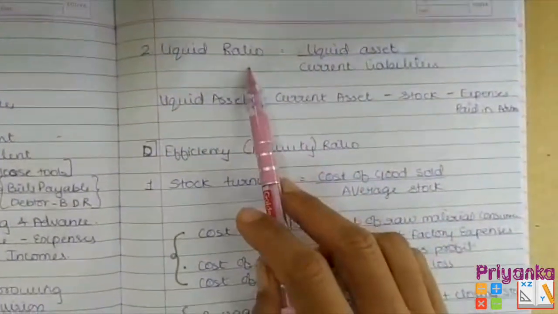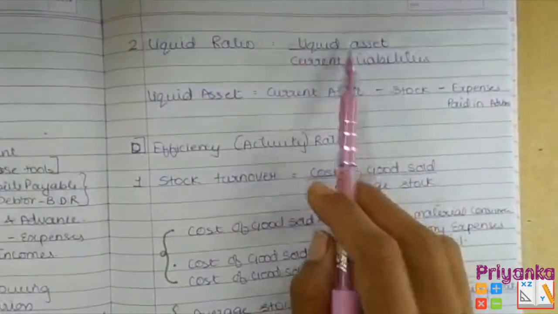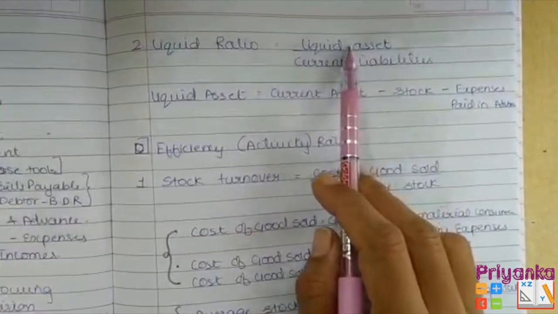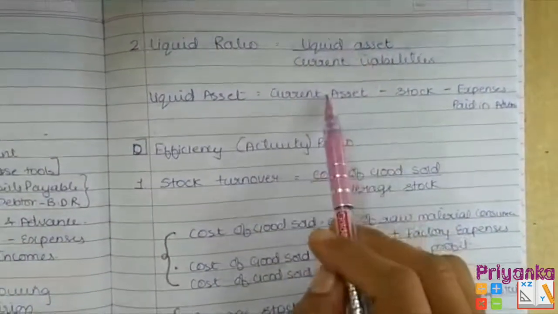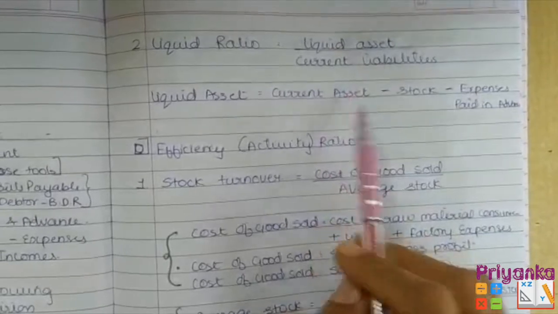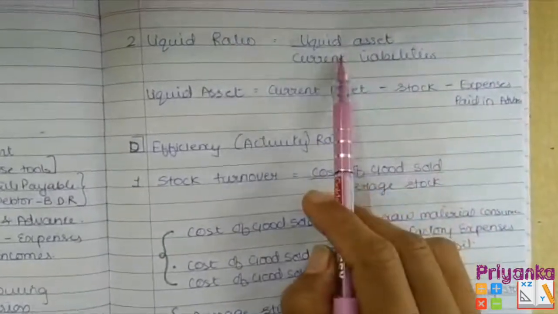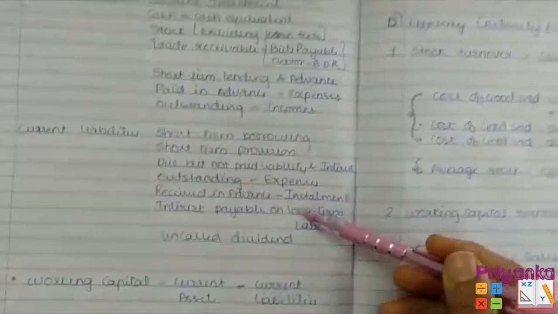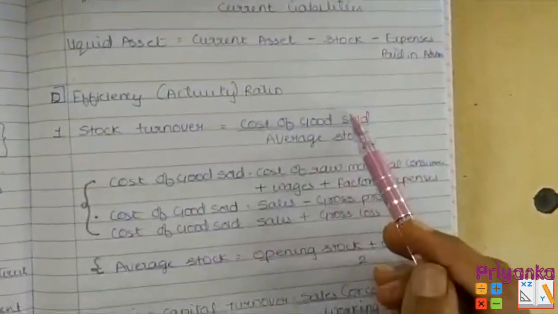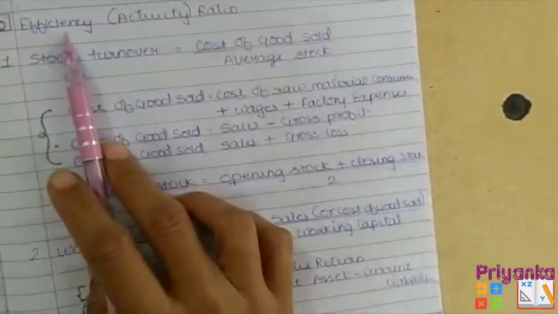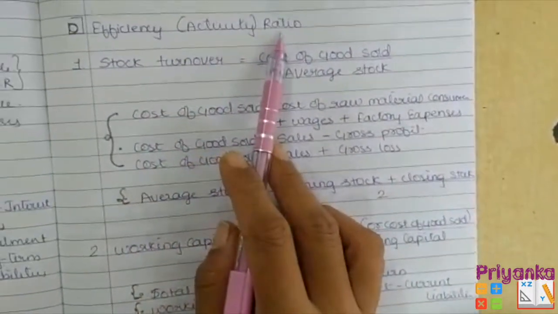Another formula is for the liquid ratio: liquid assets divided by current liabilities. The only difference is in liquid assets, where we include the current assets but subtract the stock and the expenses paid in advance. Current liabilities are the same as what we did before for the current ratio. Next is the efficiency or activity ratio.